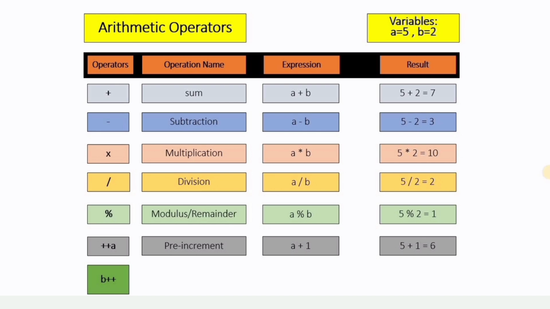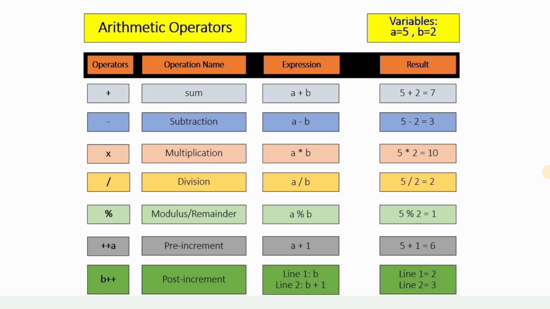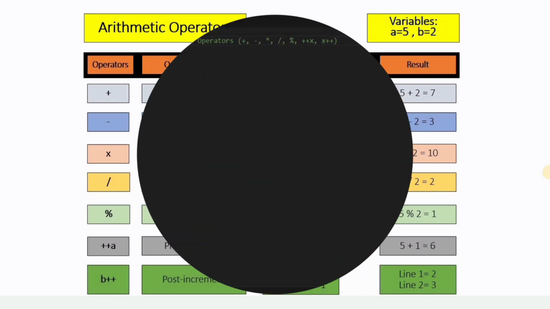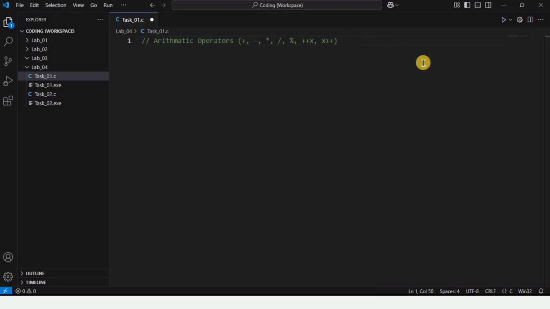The next arithmetic operator is pre-increment. We write plus plus before the variable. When we write plus plus a, it will add 1 to variable a and the result is going to be 6. And then we have our final arithmetic operator, which is post-increment. We have to type the plus plus symbol after the variable like b plus plus. The post-increment does not increase the value immediately. First it will use the previous value and then it will increase it. I will explain this concept while writing the code.